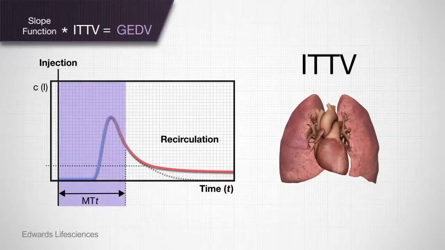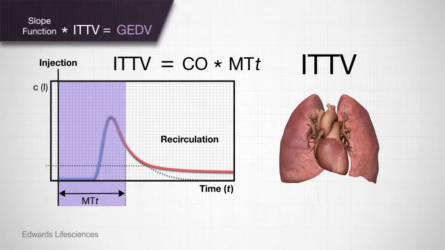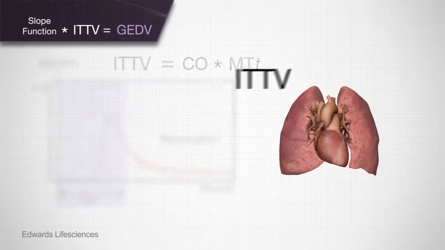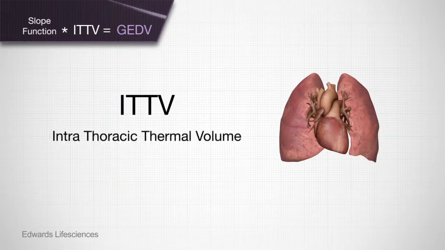Once cardiac output is known and the mean transit time is known, intrathoracic thermal volume can be calculated by multiplying cardiac output times the mean transit time. The downslope time is representative of the flow time through the lungs. Intrathoracic thermal volume is the first calculation of the cardiopulmonary volumes calculated from the TPTD procedure.